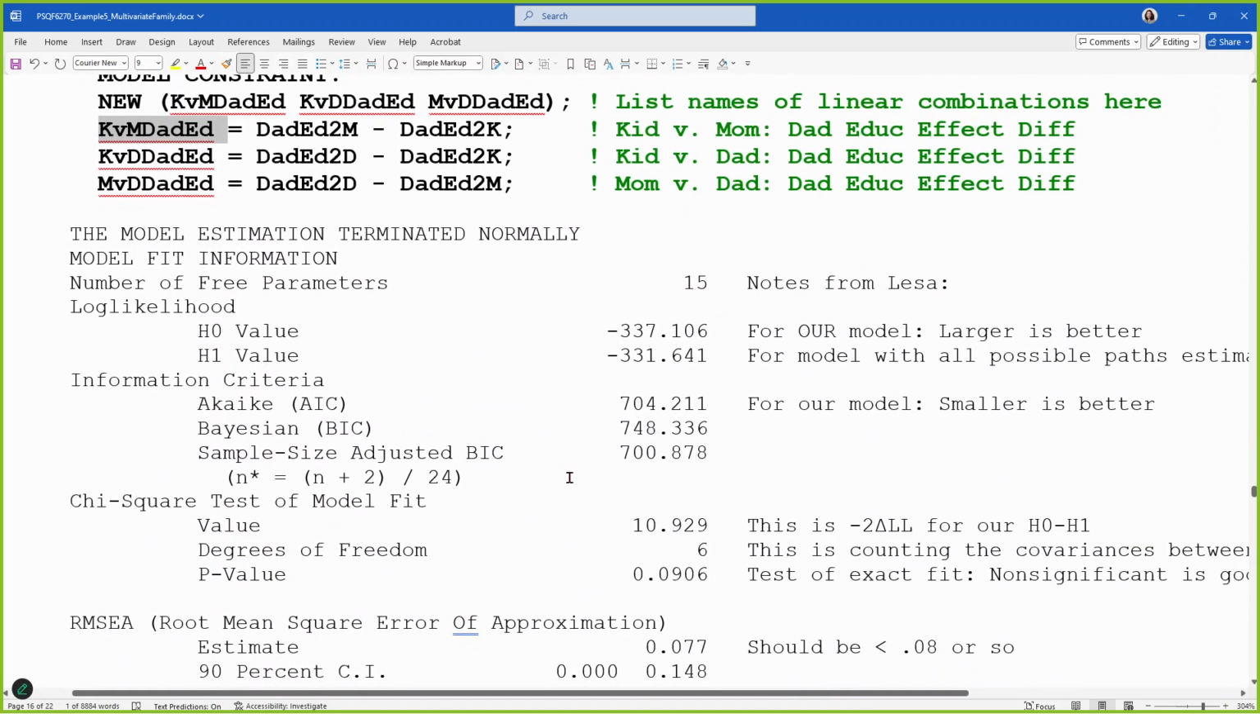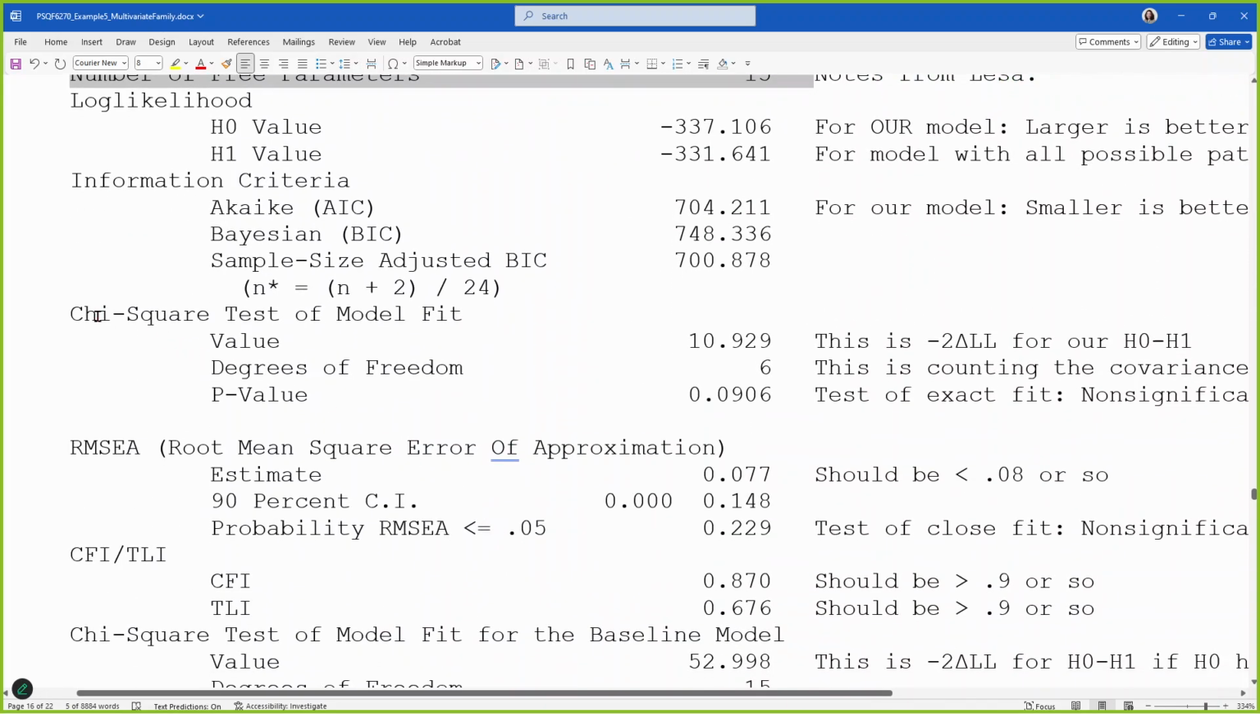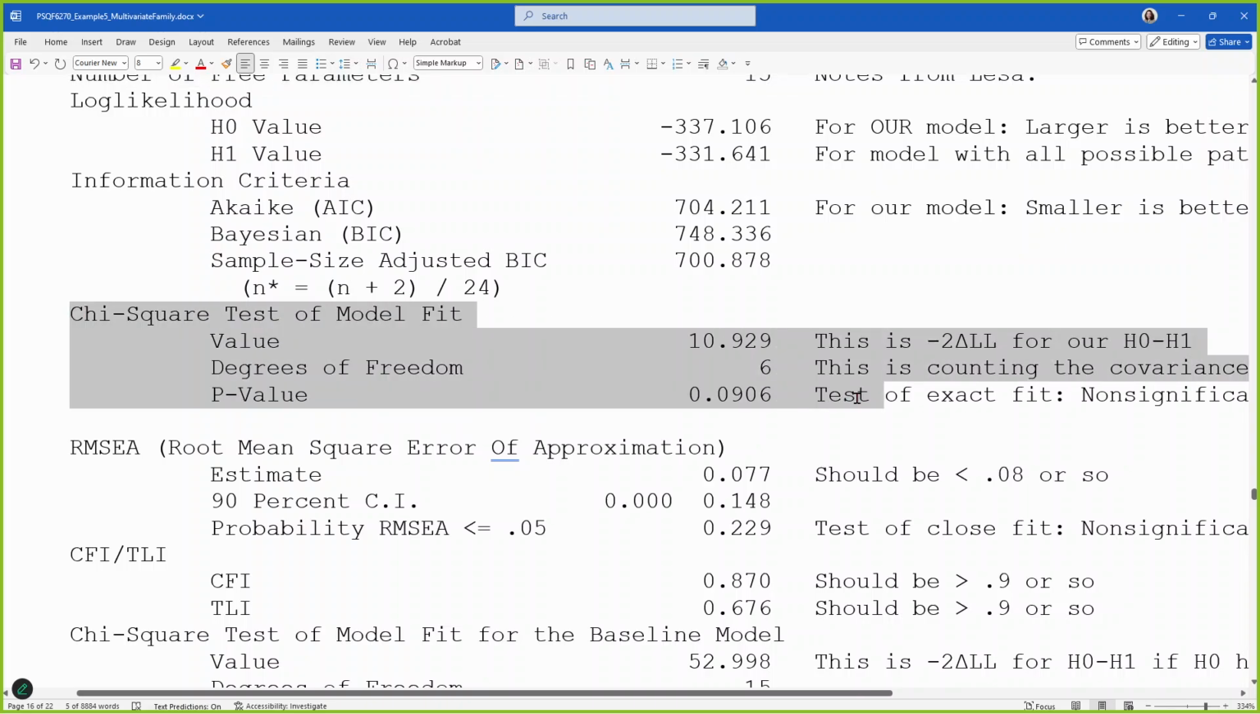So we have the same information structured differently in M+ about our fit. Number of free parameters means the number of things we estimated. Here is our chi-square test. The test statistic is 10.6, with things we left out of the model, and that is not significant, but a little too close for comfort.